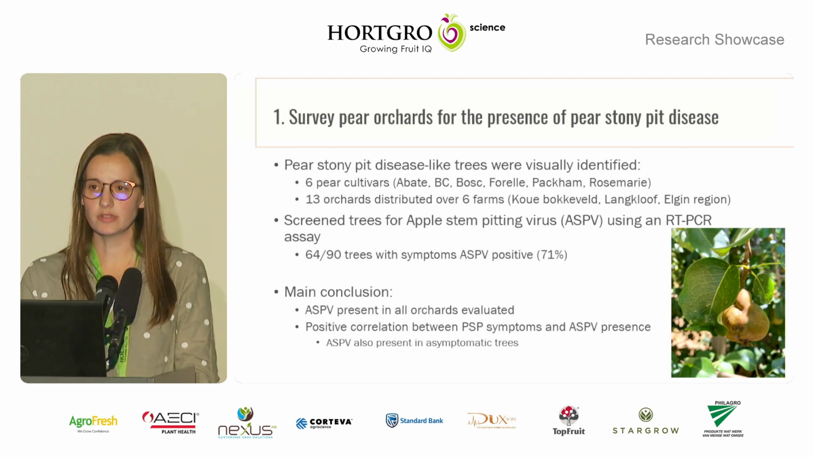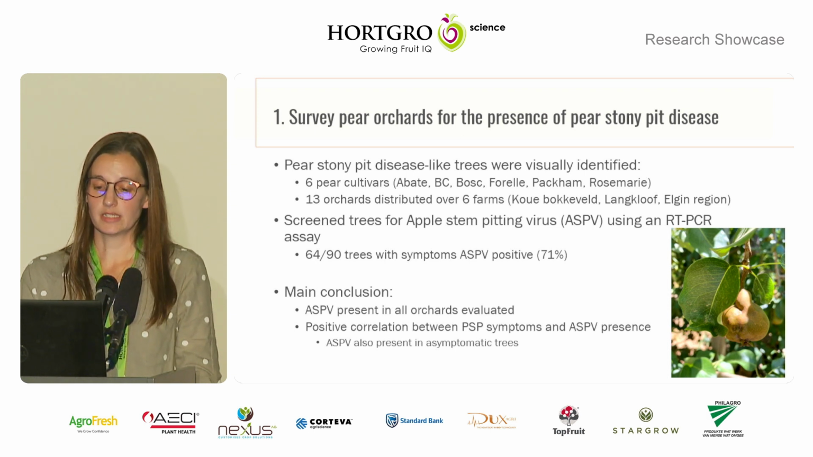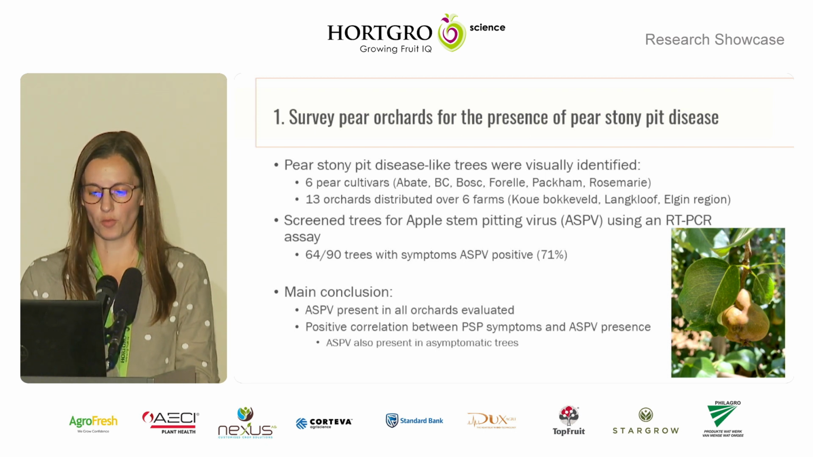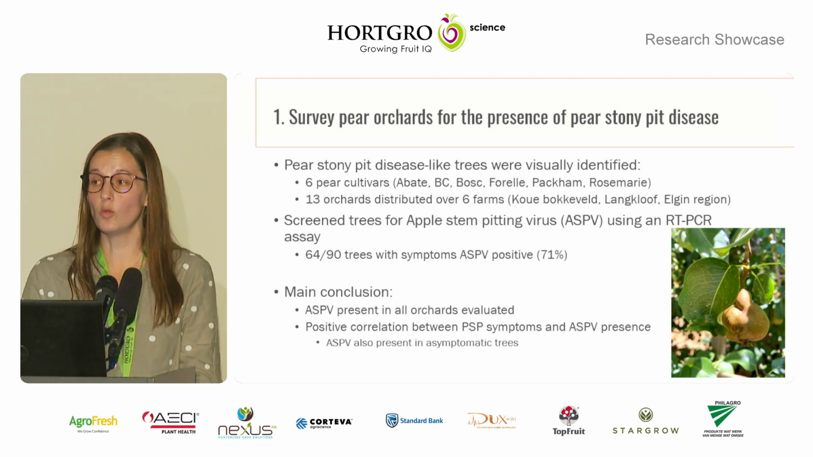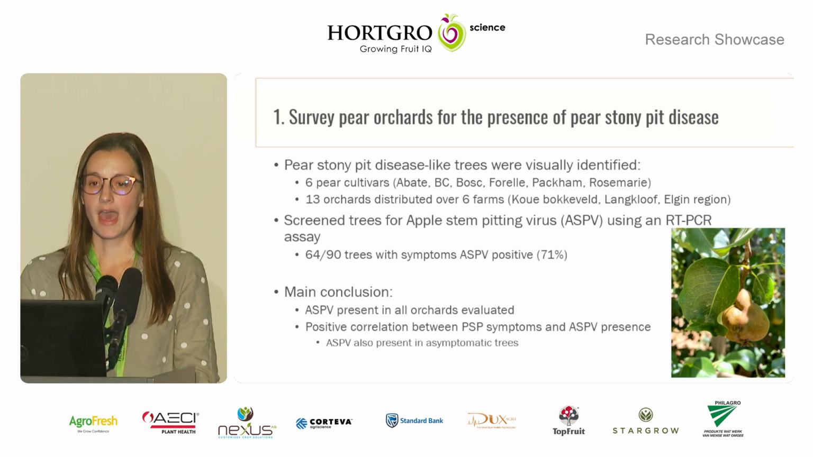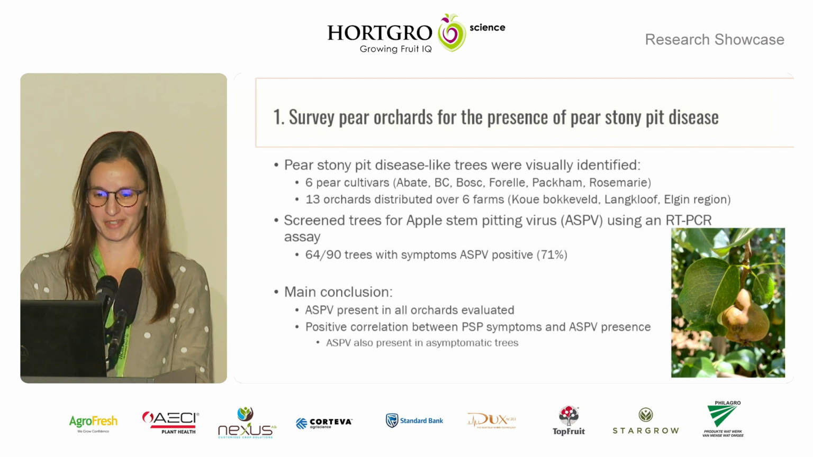We collected samples and then screened all of these samples for the presence of apple stem pitting virus using an RT-PCR assay. What we found is that 71% of the symptomatic trees were indeed positive for the virus. So we concluded that apple stem pitting virus is present in all the orchards that we evaluated, and that there was a positive correlation between the presence of the virus and the disease. But we also identified the virus in asymptomatic trees, but this is not uncommon for virus infections.